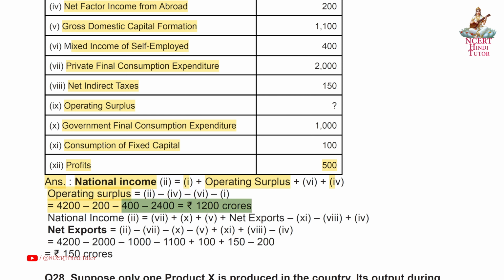National income, second, is equal to 7th private final consumption expenditure plus 10th government final consumption expenditure plus 5th gross domestic capital formation plus net exports minus 11th consumption of fixed capital minus 8th net indirect taxes plus 4th net factor income from abroad. So net exports is equal to second minus 7th minus 10th minus 5th plus 11th plus 8th minus 4th, which equals 150 crore rupees.